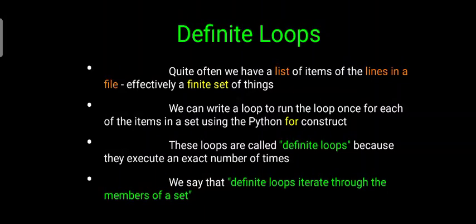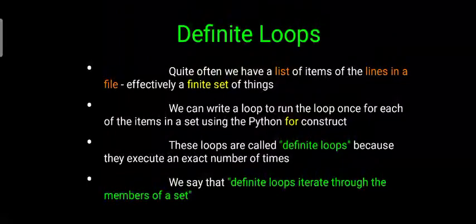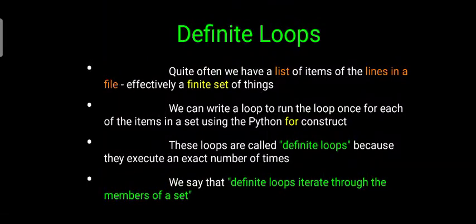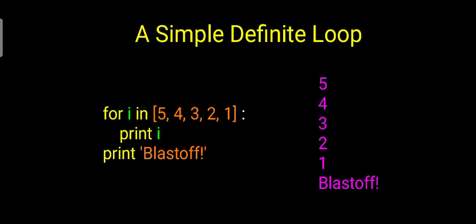On the other hand, we have definite loops. Quite often we have a list of items, or lines in a file, effectively a finite set of things. We can write a loop to run once for each of the items in a set using the Python for construct. These loops are called definite loops because they execute an exact number of times. We can say that a definite loop iterates through the members of a set. See this example.